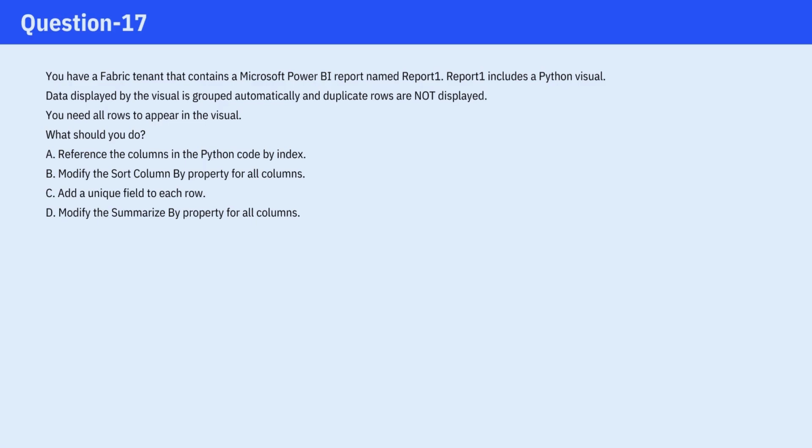What should you do? A. Reference the columns in the Python code by index. B. Modify the sort column by property for all columns. C. Add a unique field to each row. D. Modify the summarize by property for all columns. Pause the video, think it through, and verify your answer.